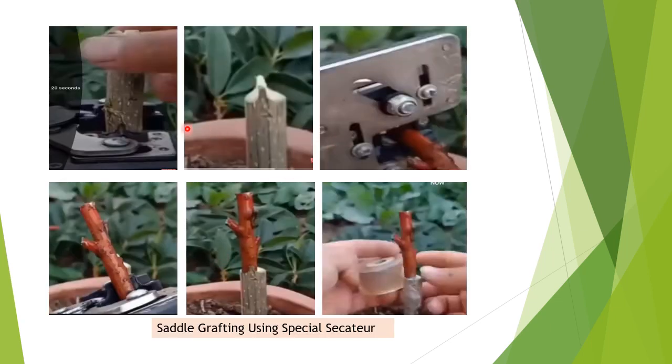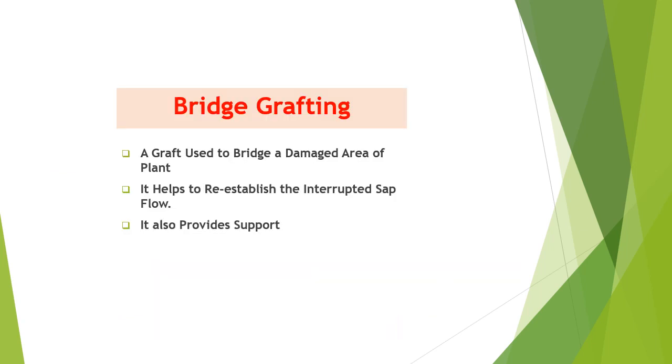The saddle is also made with certain special cutters which are available. They make this, and then you make the reverse of it, and then it's fitted, and then you use a tape which is called grafting tape. This is how you make a saddle graft by using a special type of cutter which is fitted to different diameters of the scions as well as the stalks. So this is the saddle type of grafting.